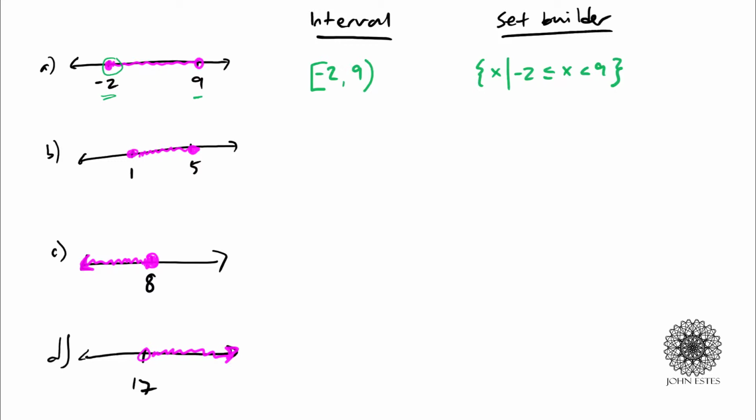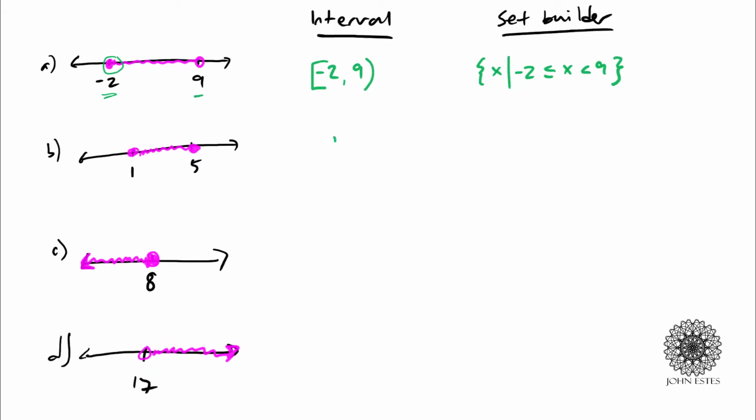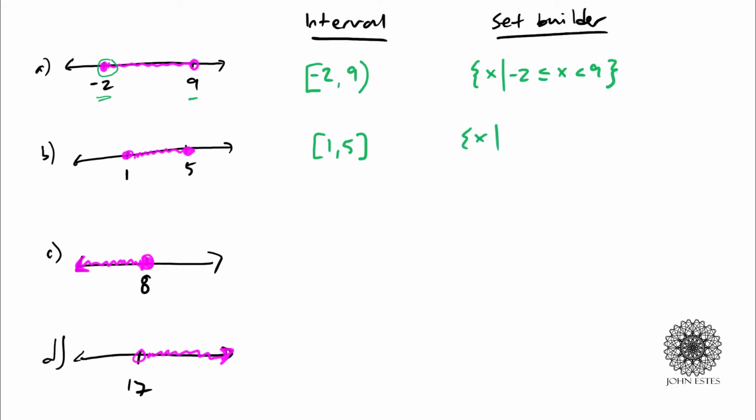Okay, for the second one, notice that I have a 1 and a 5. This time they are both bracketed, right? Because the 1 and the 5 are included. In set builder notation, I do my braces. So this looks like all the x's where x has to be bigger than or equal to 1 and less than or equal to 5, like that.